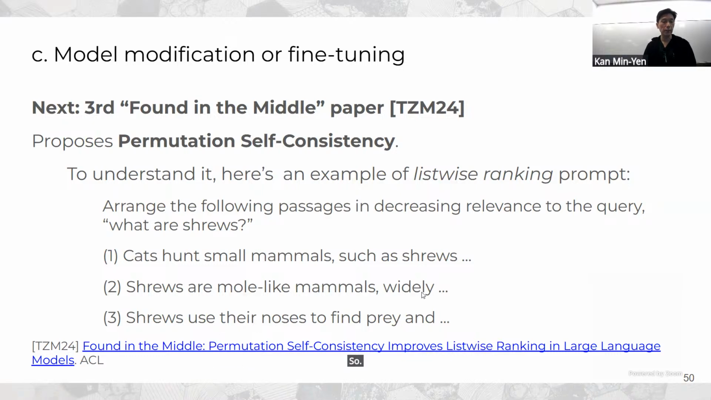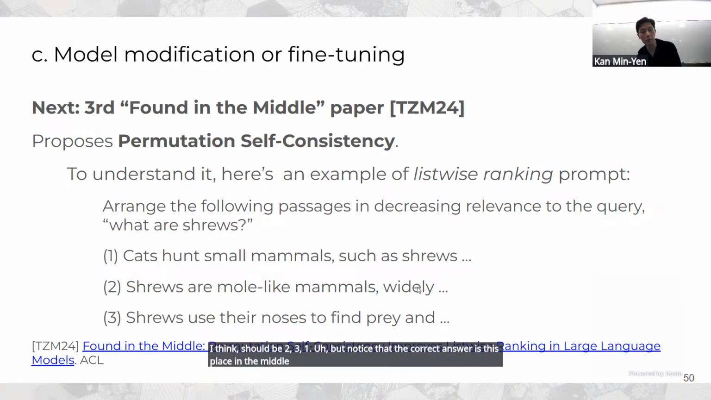So which one do you think is the most relevant to the question, what are shrews? Two, right? And the next most relevant? Three, yeah. And the least relevant is number one. So if you ask the LLM to rank these three, the correct ranking should be 2, 3, 1. But notice that the correct answer is placed in the middle, so it may not perform so well.